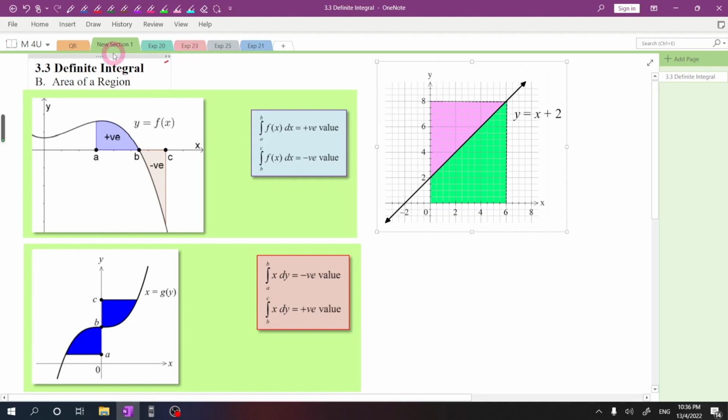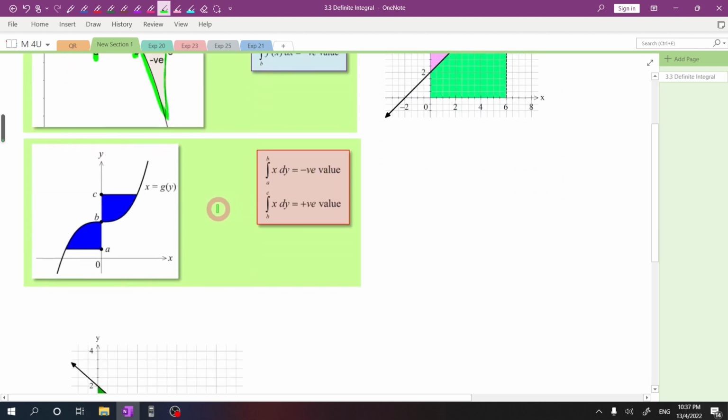Hi everybody, in this video, let's learn about how we use definite integral to help us get the area of a region. If you want to find the area bounded by a curve, straight line, and x-axis, we use y dx. So you will see here I write f of x dx, which is the same thing because y is equal to f of x. If this is dx, these two numbers are taken from the x-axis.